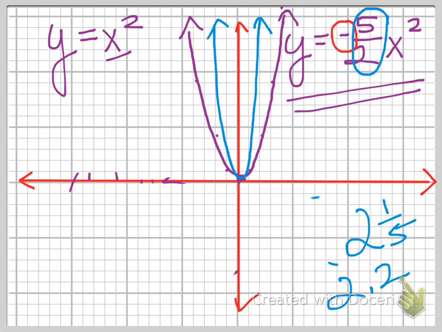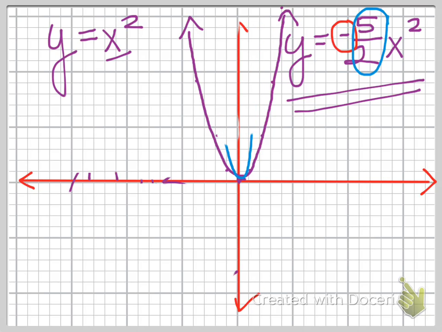Now, if I let you use a calculator, it would be super easy. You'd just type it into the Y window and copy the point. But I'm not going to let you do that. I want you to actually do some of the math. So let's come down here. It's not going to kill you. You'll be fine. y is equal to negative 5 halves x squared, and pick a value for x.